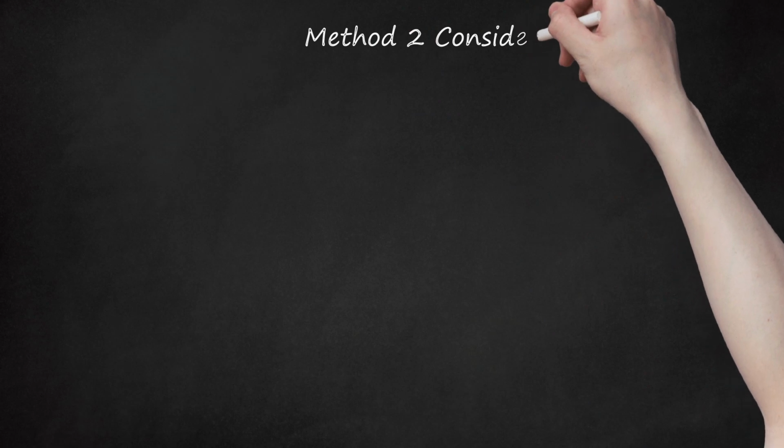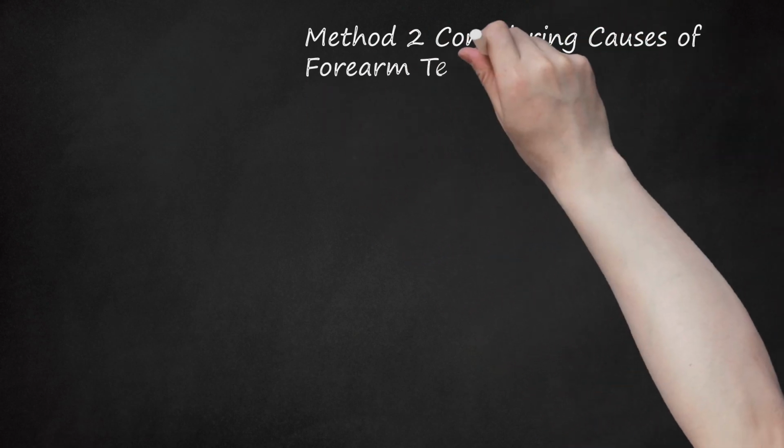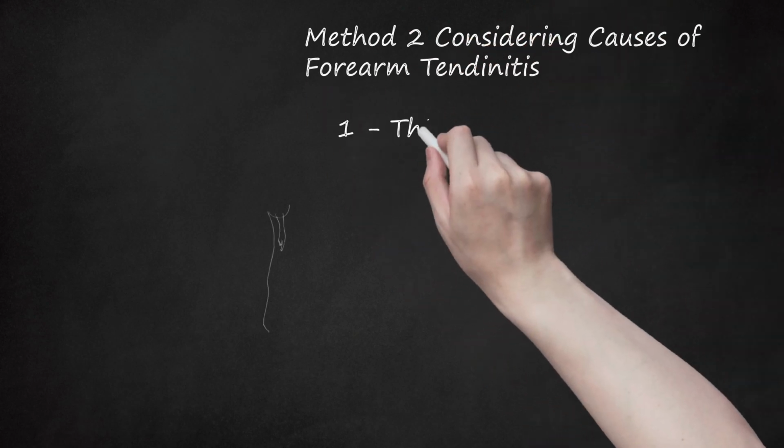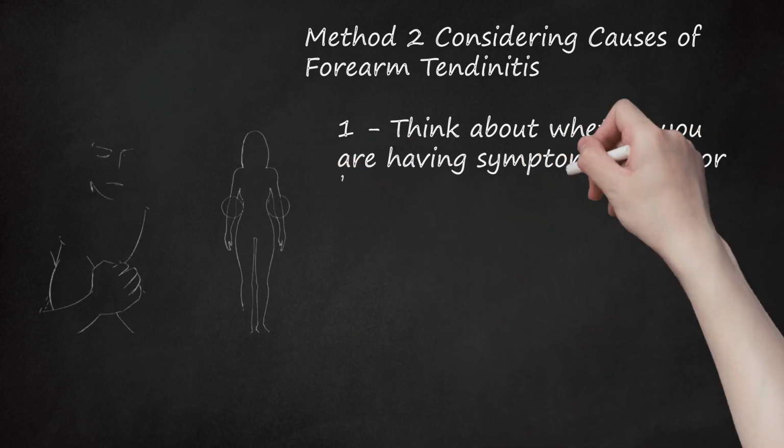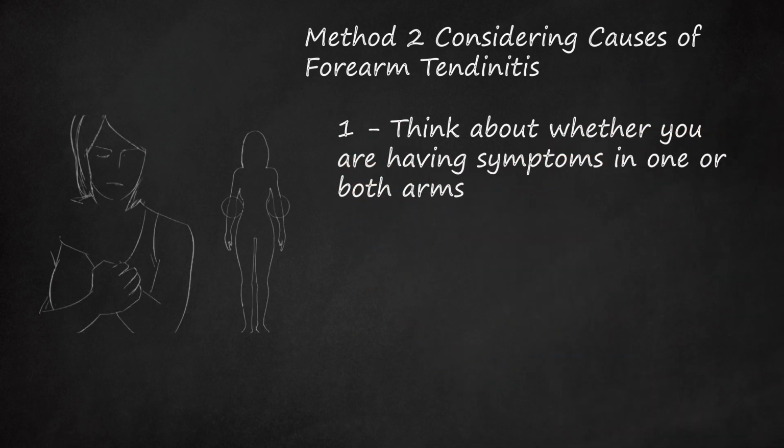Method 2. Considering causes of forearm tendinitis. 1. Think about whether you are having symptoms in one or both arms. With any kind of forearm tendinitis, it is more common for your dominant hand to be affected, but both arms may be affected. Tendinitis will occur in the tendons against which you consistently exert the most force.